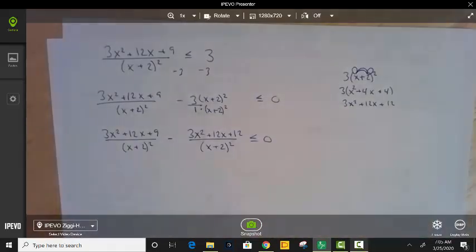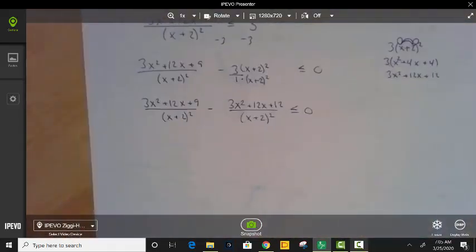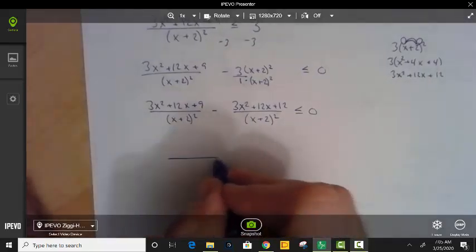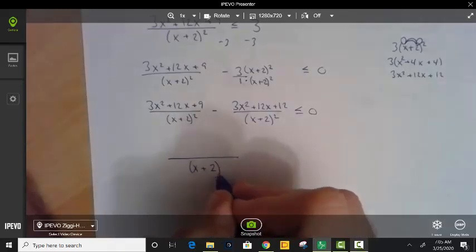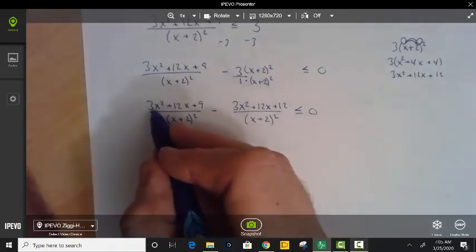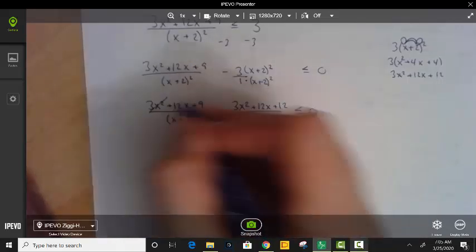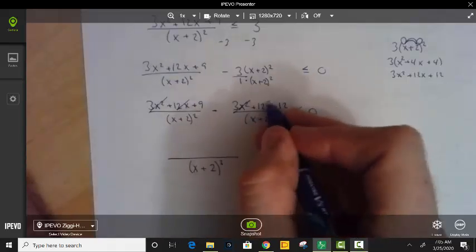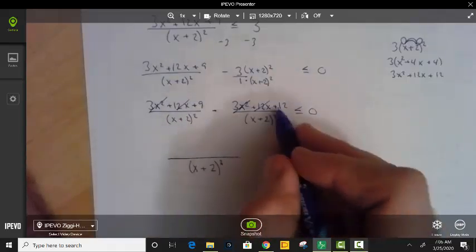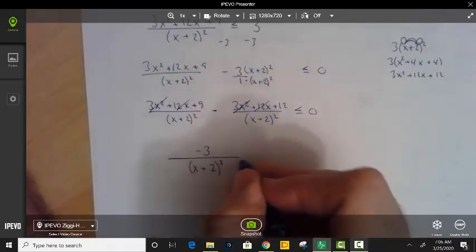And remember, we don't need to do anything with the denominator of the fraction, because when you're subtracting fractions, it just gets brought along. Okay, so now that these two fractions have a common denominator, we can combine them into one. 3x squared minus 3x squared cancels out. 12x minus 12x cancels out. 9 minus 12 makes negative 3.